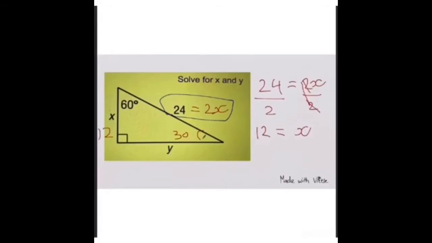Okay, so the hypotenuse is 24. Then the one across 30 is 12. And the one across 60 is whatever x times square root of 3. So I know that 12 is x. So I'm going to do 12 times square root of 3, which equals 20.78. And that's the answer.